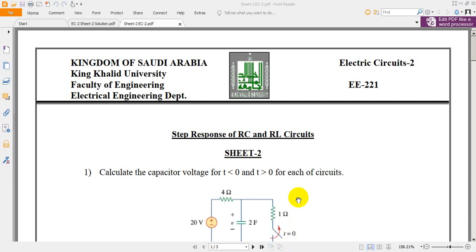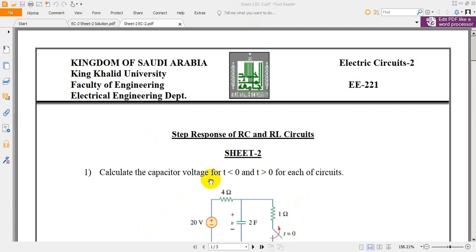Welcome to the Sheet 2 tutorial part of Electrical Circuits 2. In this session, we are going to see the step response of an RC circuit. In the next session, we will be seeing the step response of an RL circuit.